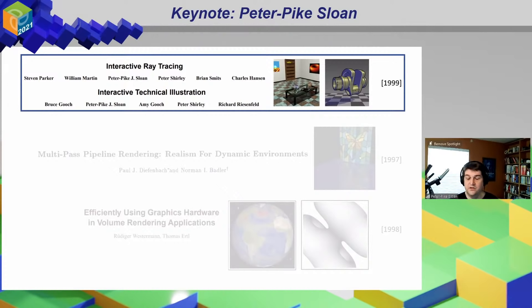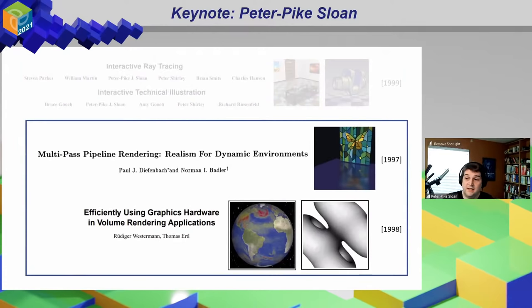I think to me, the two quintessential SGI OpenGL multipass rendering papers from this era in the 90s, one was at I3D in 97 by Diefenbach, on multipass pipeline rendering. So they could do glossy reflections and all kinds of things. This wasn't interactive. I think it was a couple seconds a frame, but they used multipass rendering to the fullest in this work. So shadow volumes and projective textures and all kinds of tricks with things like this. But there were no programmable shaders or anything like that.